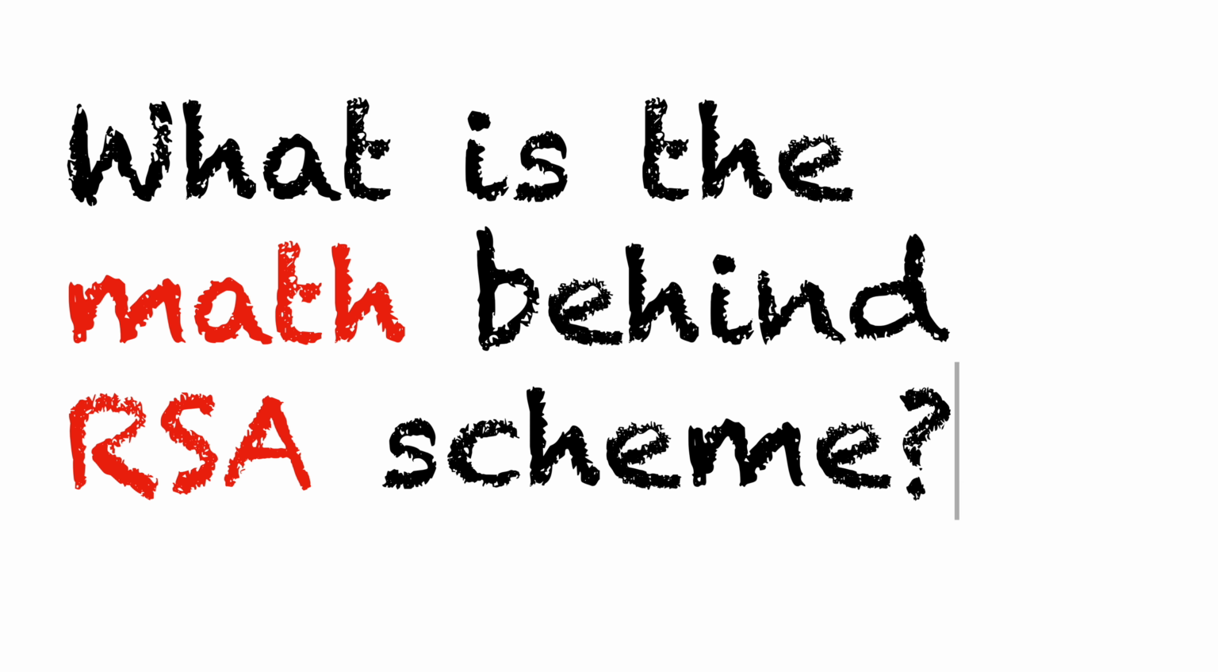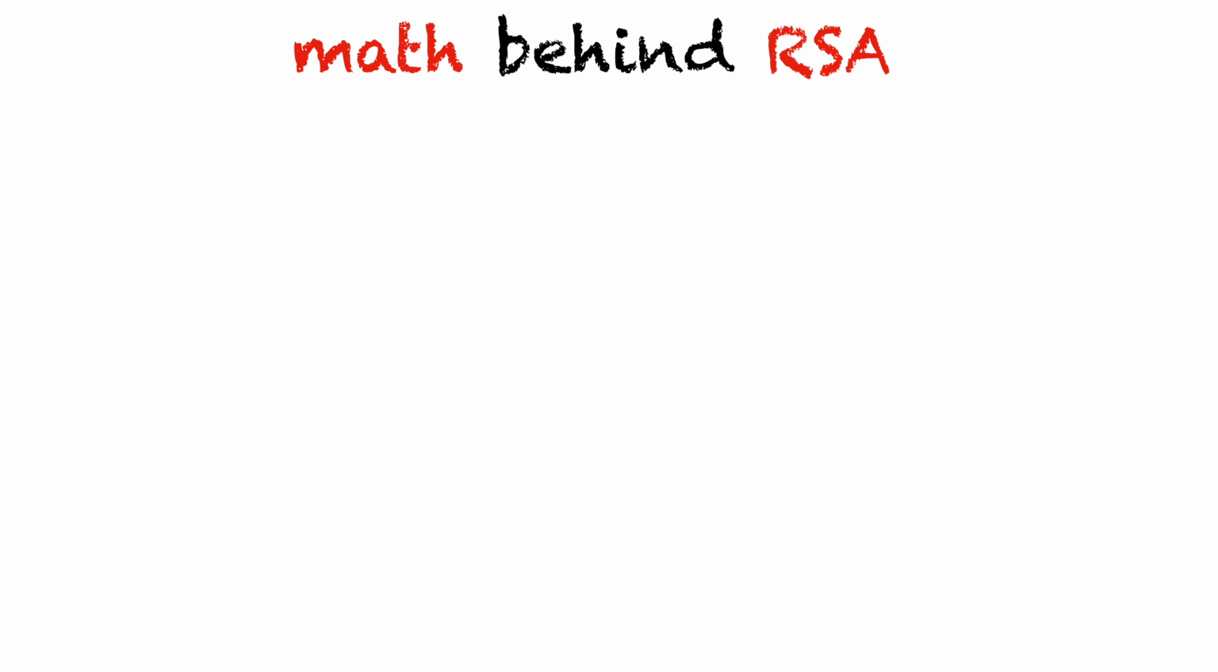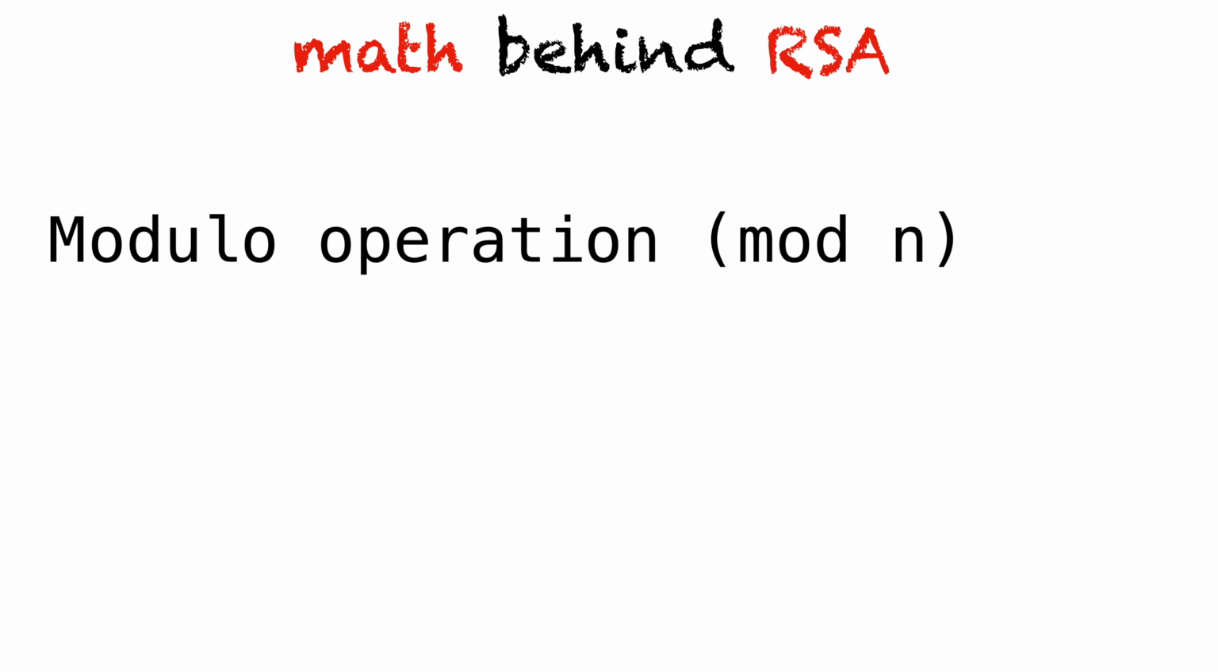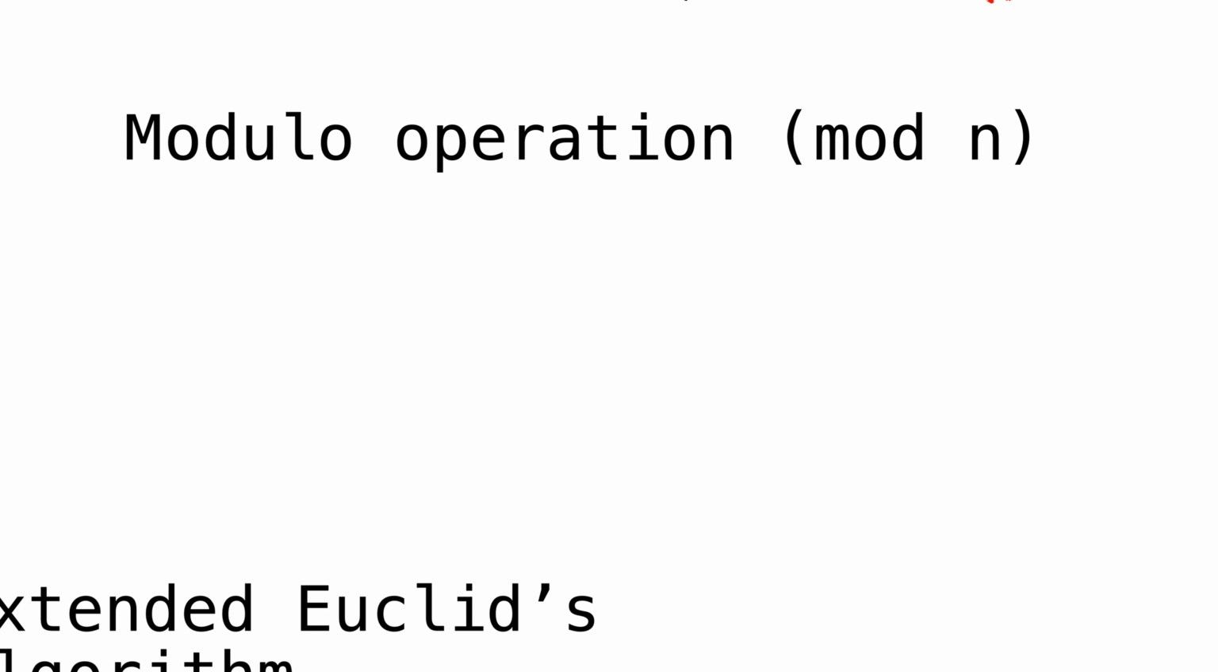The question is, what is the mathematics behind the RSA encryption and decryption scheme? Today we are going to dive deep into this topic. To understand the mathematics, we need to understand two important concepts. The one is modular operation, which we abbreviate as mod n, and another one is extended Euclid's algorithm. So, first of all, let's get into the modular operation mod n.